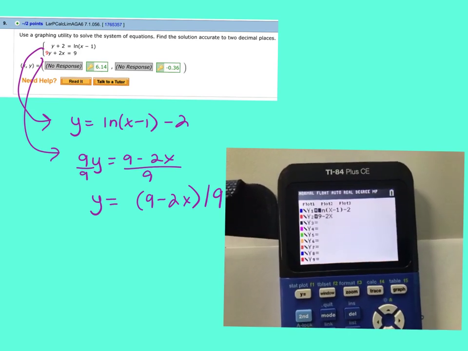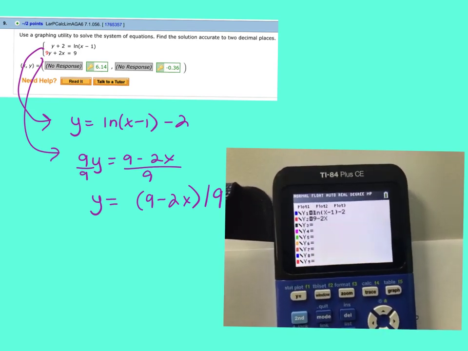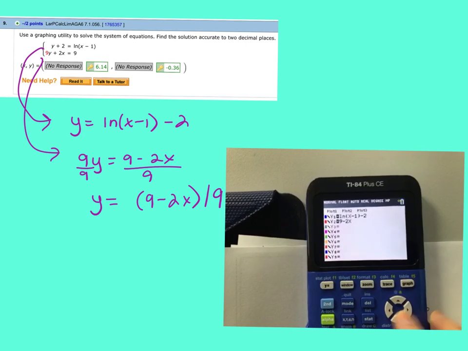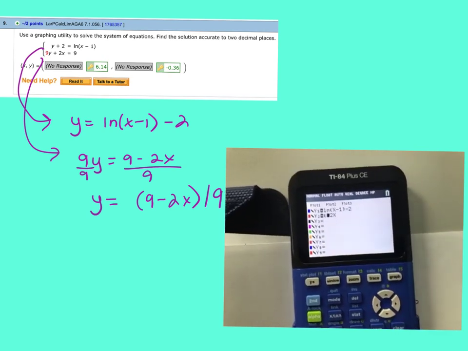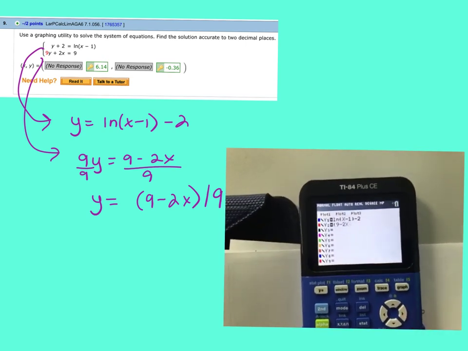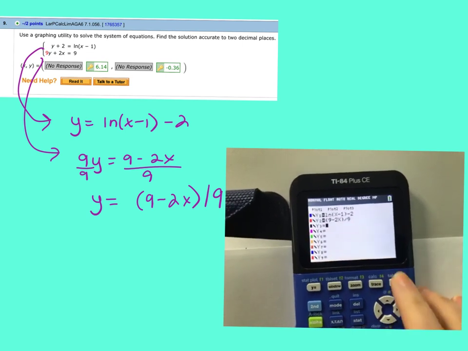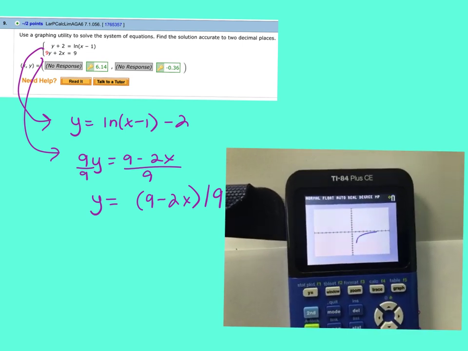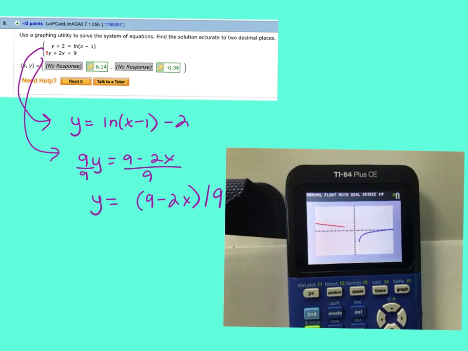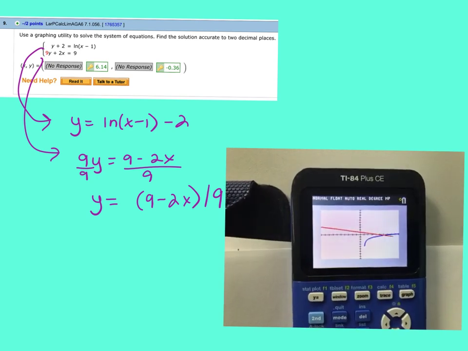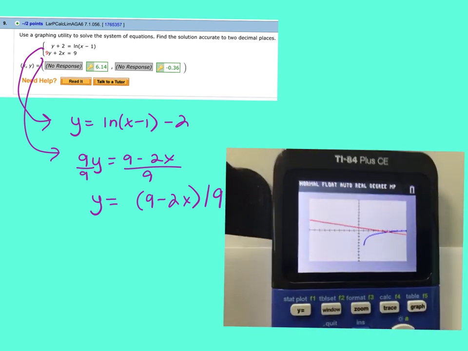So I typed that one in. Once I got them solved for y, I have to finish typing it in. So for this one you'd group your numerator, 9 minus 2x, divided by 9, and then graph it. And then remember to catch the intersection.